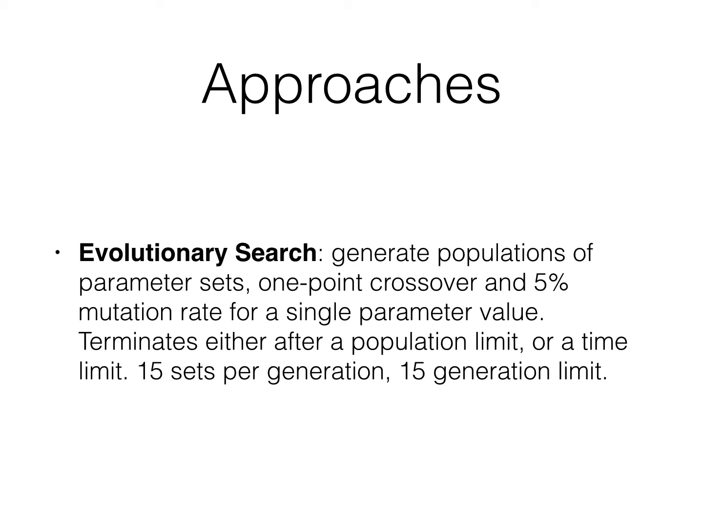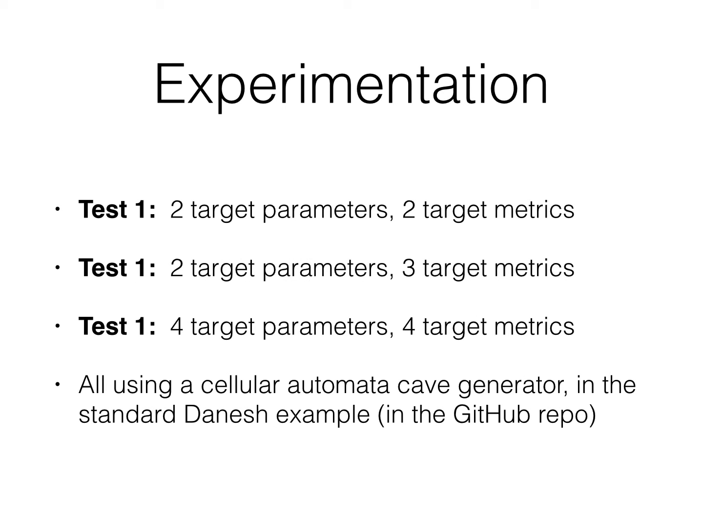So you have populations of parameter sets, and you do kind of a 1-point crossover on a parameter set when you want to, and sort of a bit of a mutation as well, where you change a particular parameter value. Other than that, it's a fairly standard evolutionary search. And like I said, lots of these details are in the paper, if you want to go more into the actual setup of each of these optimization techniques.